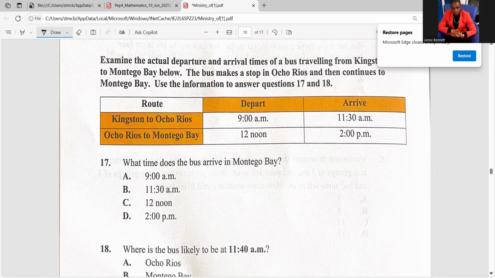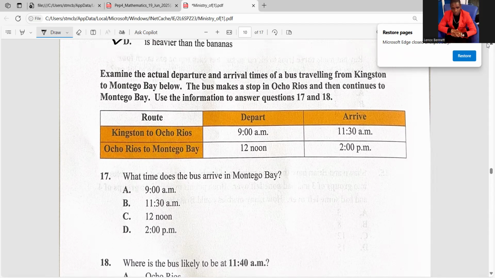Big up all them students from Kingston, big up all them students from Montego Bay and Ocho Rios. Big up yourselves, guys. Remember, in summer school, it doesn't matter where you are, even if you're overseas. So we are doing one.